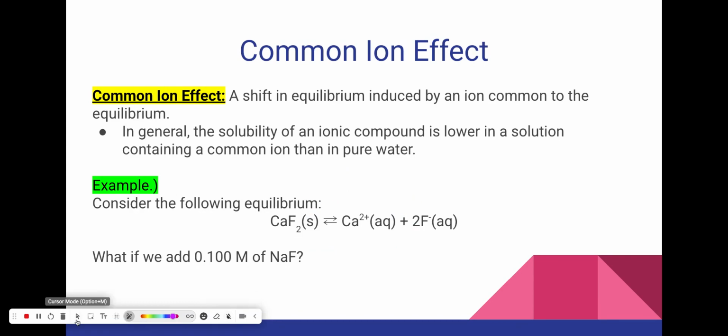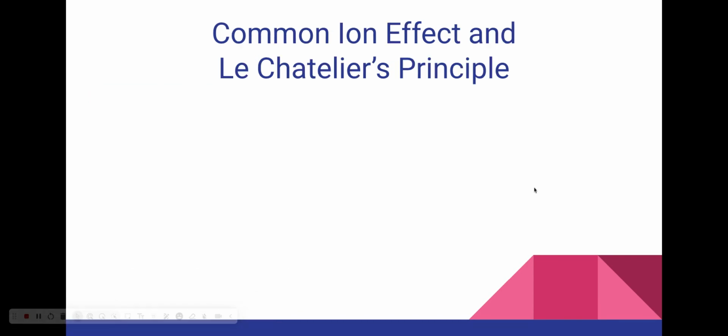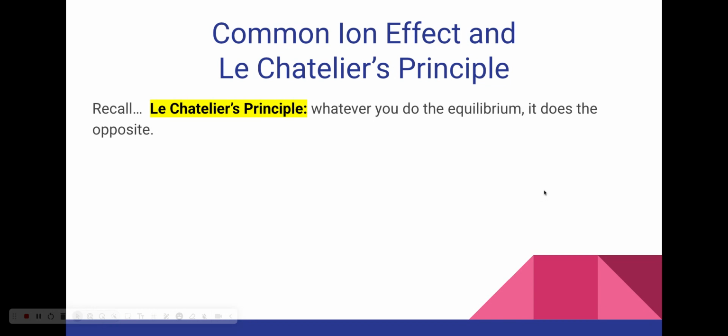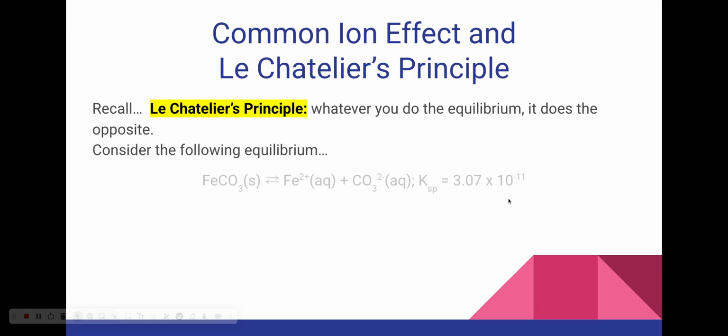If you don't believe me, we'll look at an even greater idea now. Le Chatelier's principle, back from the previous section, is that whatever you do to the equilibrium, it does the opposite. So if we consider the following equilibrium, we've got iron 2 carbonate in equilibrium with iron 2 plus ion plus carbonate ion, which are both aqueous.